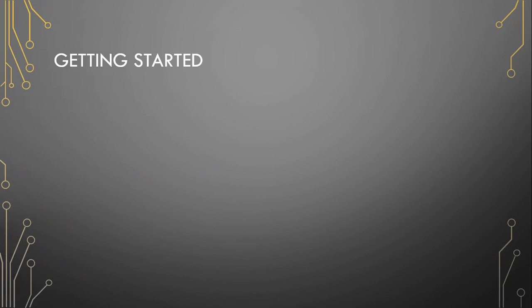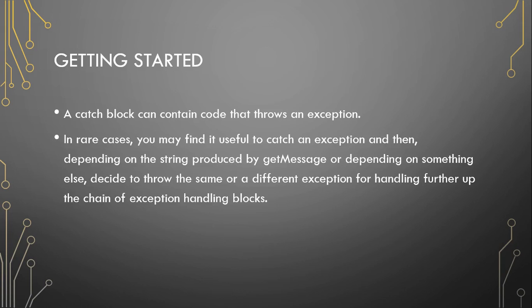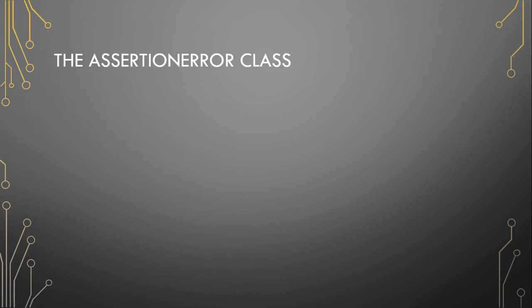So getting started here with the last lesson, let's recall that a catch block can contain code that throws an exception. Now, in rare cases, you may find it useful to catch an exception, and then depending upon the string produced by getMessage, or depending on something else, decide to throw the same or a different exception for handling further up the chain of exception handling blocks. Right. So let's look at an example here with the assertion error class, excuse me.